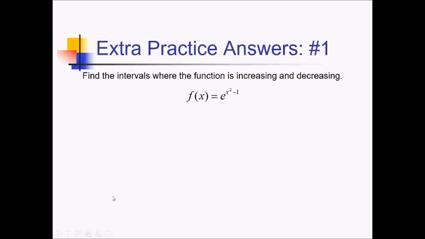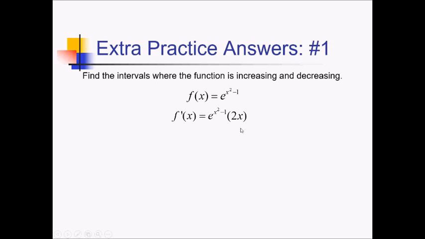intervals. On this problem, I'm trying to find the intervals where this function is increasing and decreasing. To do that, I'm going to take a look at the behavior of the derivative. So let me take f prime here. That's going to require a chain rule. Our outer function is e to the something. The derivative of that is also e to the something. But we have to multiply by the derivative of the inner function as well, which is 2x.